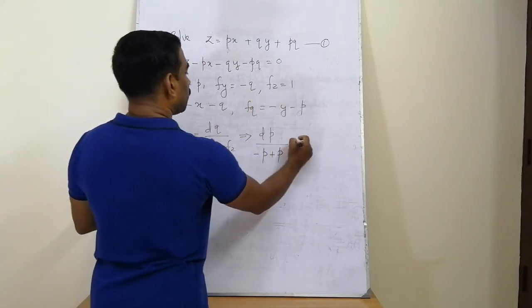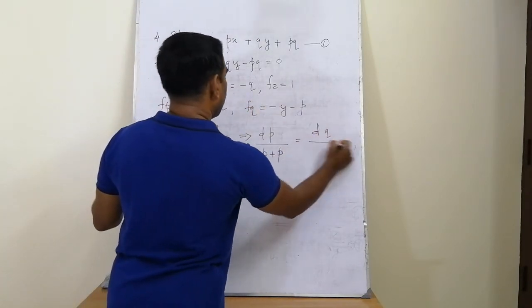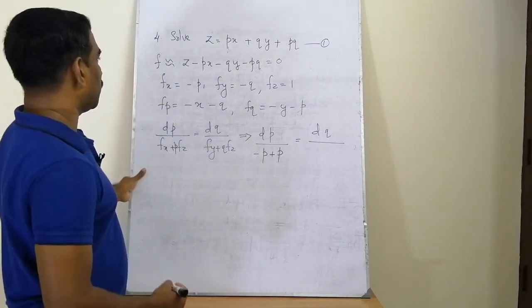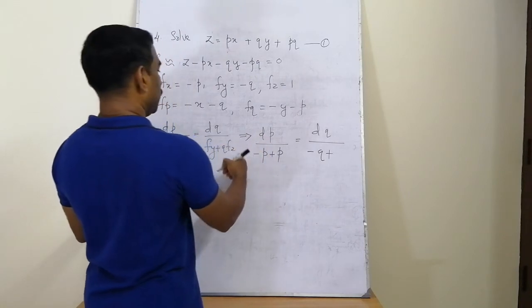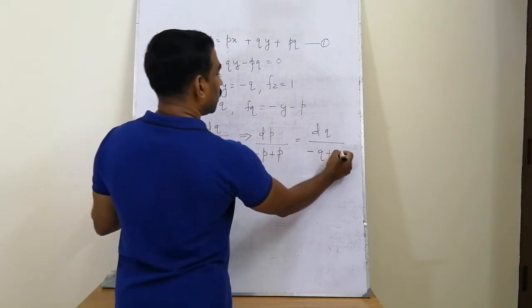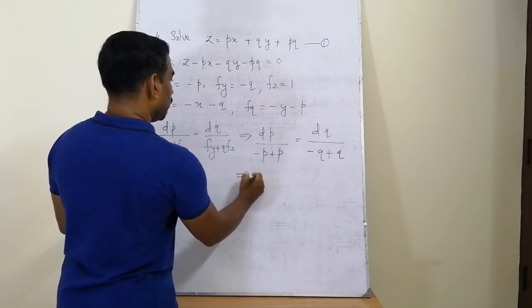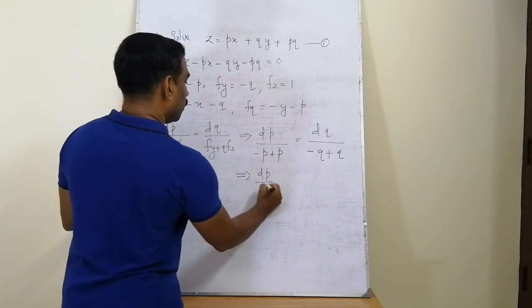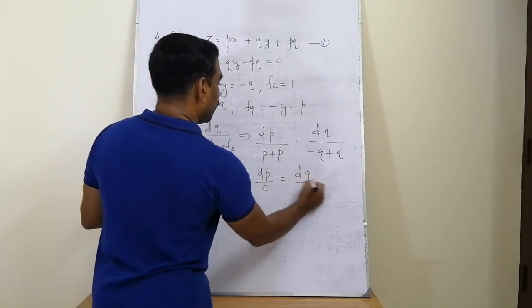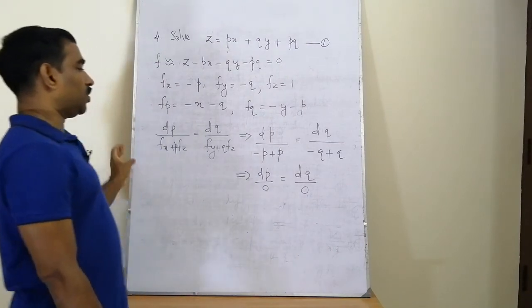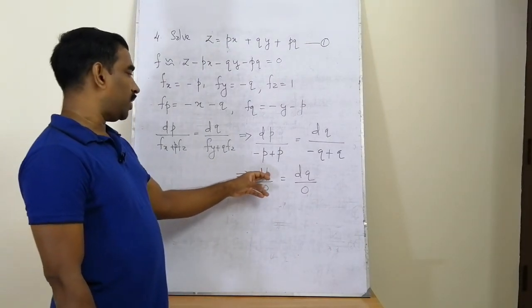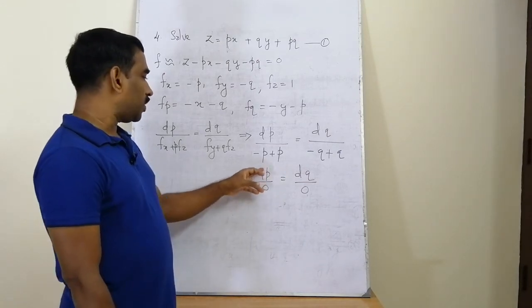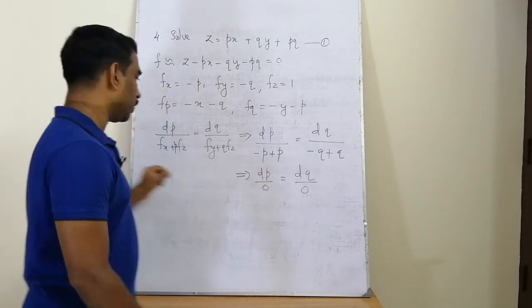That is minus p plus p is equal to dq divided by fy plus qfz. Fy is minus q plus qfz. Qfz is q. So that implies dp by 0 equal to dq by 0. So the last two ratios of Charpit's relation, Charpit's subsidiary equations, directly give p is equal to 0, dp is equal to 0 and dq is equal to 0.